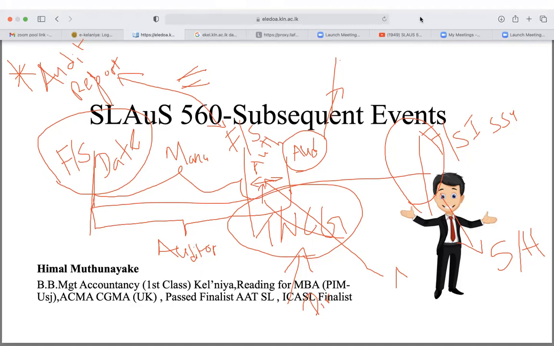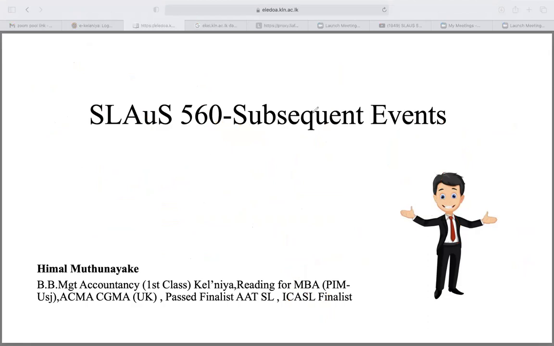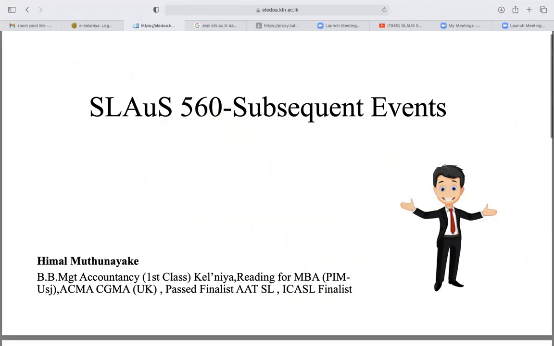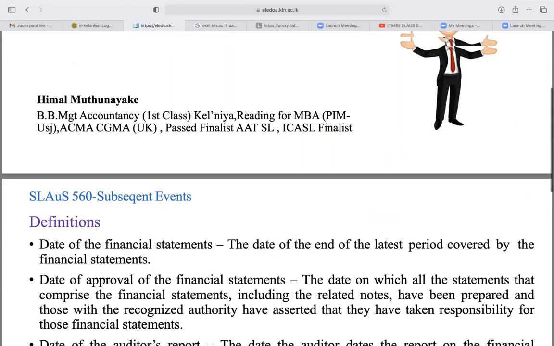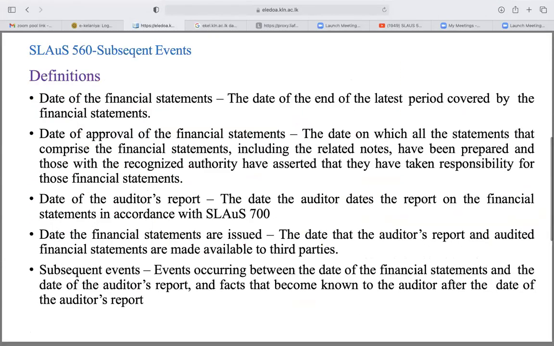So this is actually the base of SLAS 560. With this base, you can understand all the standard, right? So let's move on to the definitions of the standard. So I will erase these things. Okay. Then moving on. So definitions. We have been talking actually 30 minutes about these definitions.